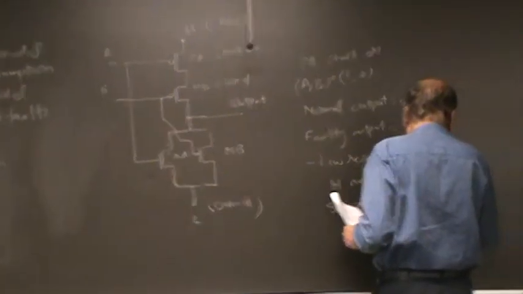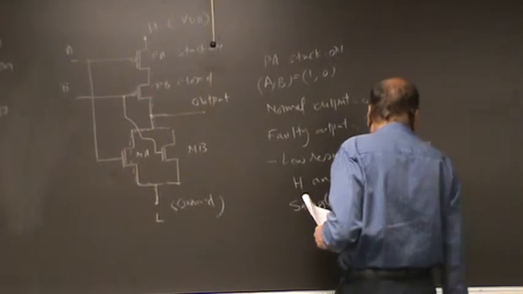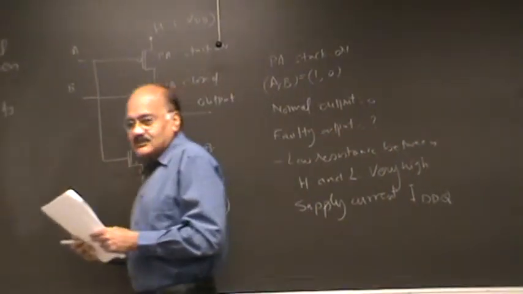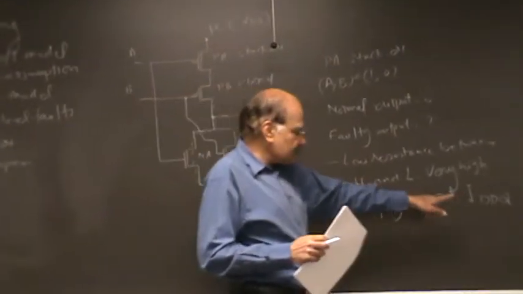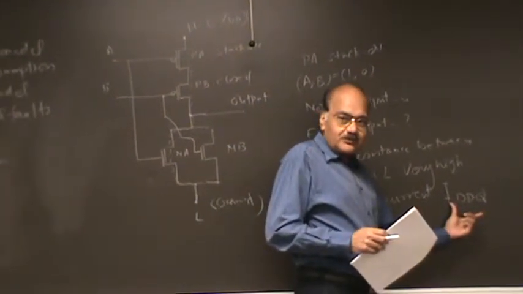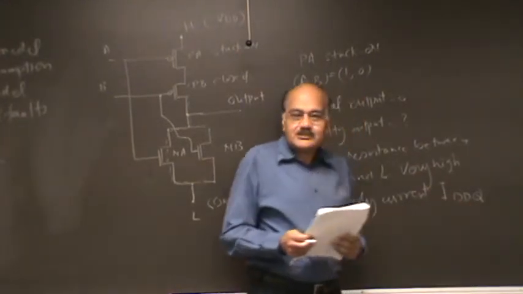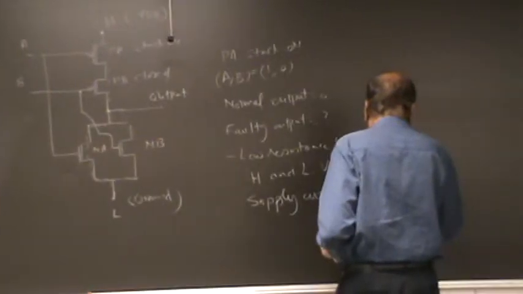And it is called IDD. IDD is the supply current, Q is the quiescent. So even when the circuit is not switching, Q is for quiescent, that means when it is not switching. So normally this is very close to 0. But in this case, this goes up by an order of magnitude higher.